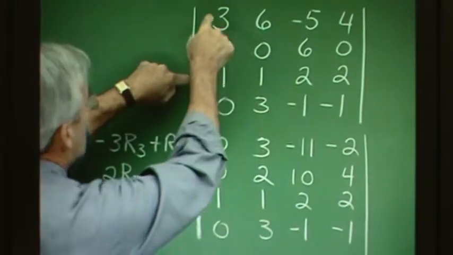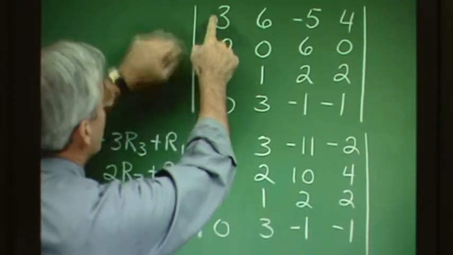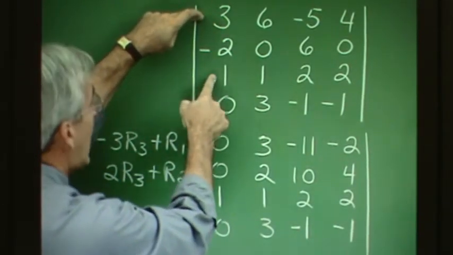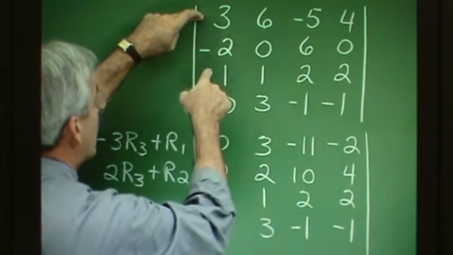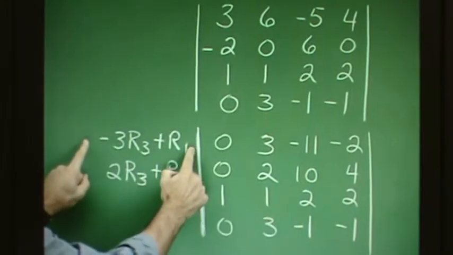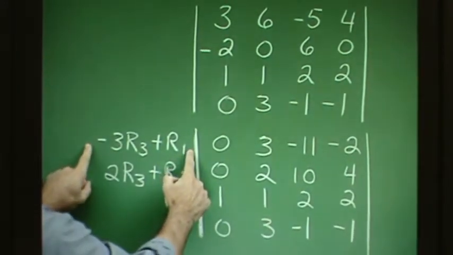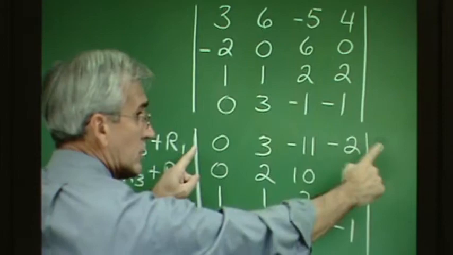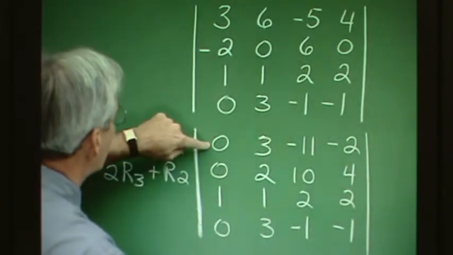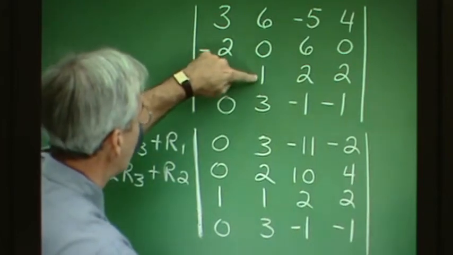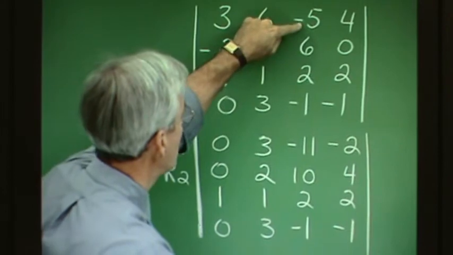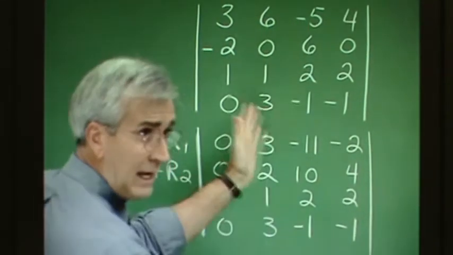That is, to cause a 0 to occur here, we can say, all right, let's multiply this row by negative 3, and then add row 1. So it's negative 3 times row 3 plus row 1. So we indicate what we're doing here. We perform the operations, and we get these entries. Now notice that it's negative 3 times 1 is negative 3, plus 3 is 0. Negative 3 times 1 is negative 3, plus 6 is 3. Negative 3 times 2 is negative 6, with negative 5 is negative 11, and so on.